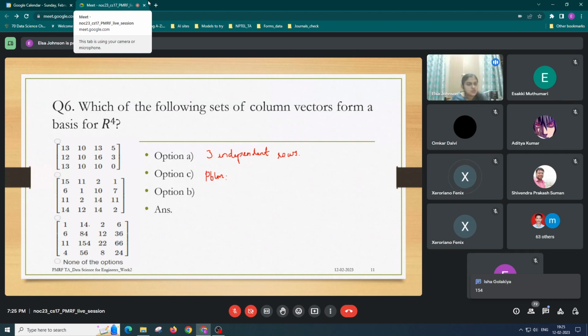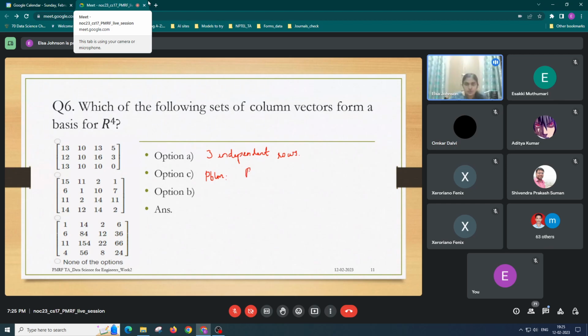Yeah, so 154, then 22, and 6. So the third row is like 11 into the first row, and the fourth row, if you see, is like 4 into the first row. Okay, so in option C, column-wise, what you told is right, but you have to see row-wise also.